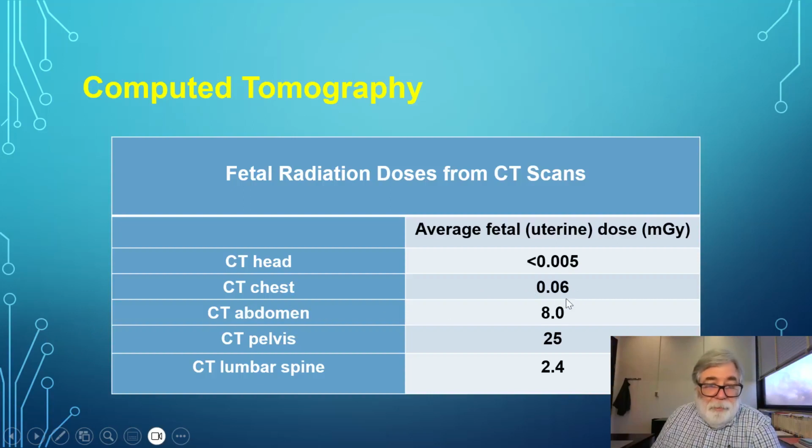For an abdomen, so a little bit higher, it's closer, it's maybe 8 milligray, 800 millirads. CT of the pelvis, 25 milligray, 2.5 rads. And for lumbar spine, 2.4 milligray, so about a factor of 10 less than the pelvis. Okay?